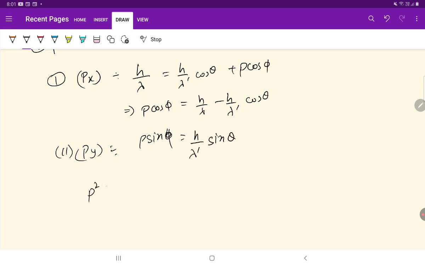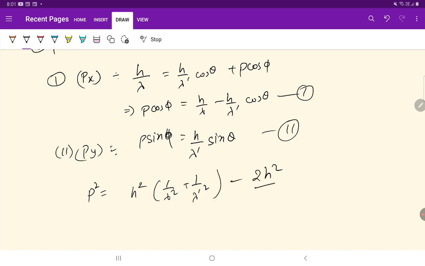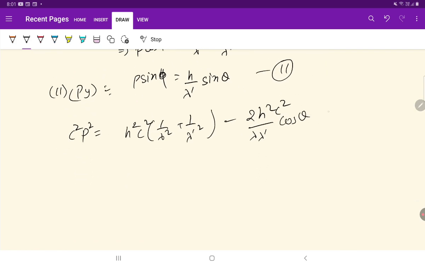What is p square? For p square, just square equations 1 and 2 and add. You will get h square into (1 by lambda square plus 1 by lambda dash square) minus 2 h square by lambda lambda dash cos theta. And for p square c square, just multiply by c square, and you'll get the required values. So this is one of the equations, let's write it as equation 3. So we have dealt with momentum.